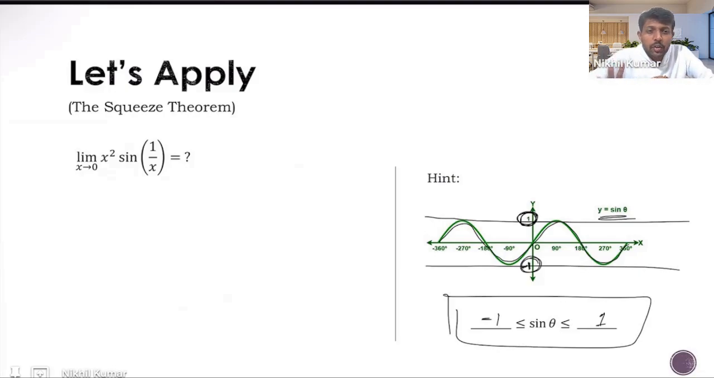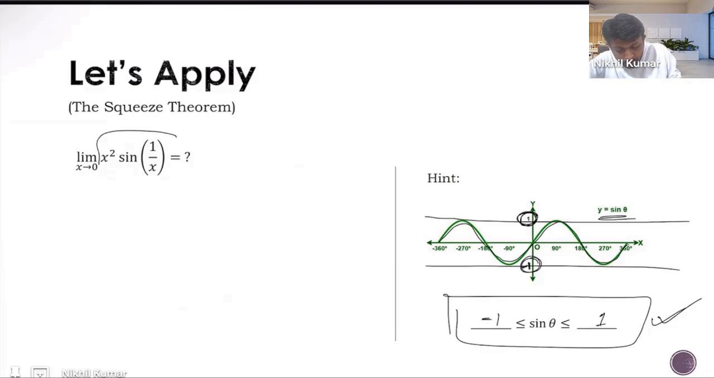To use the squeeze theorem, the first step is to figure out an inequality from somewhere. Now we've got this inequality. The next part is to use this inequality to construct our original function. Okay, all right, let's do that.